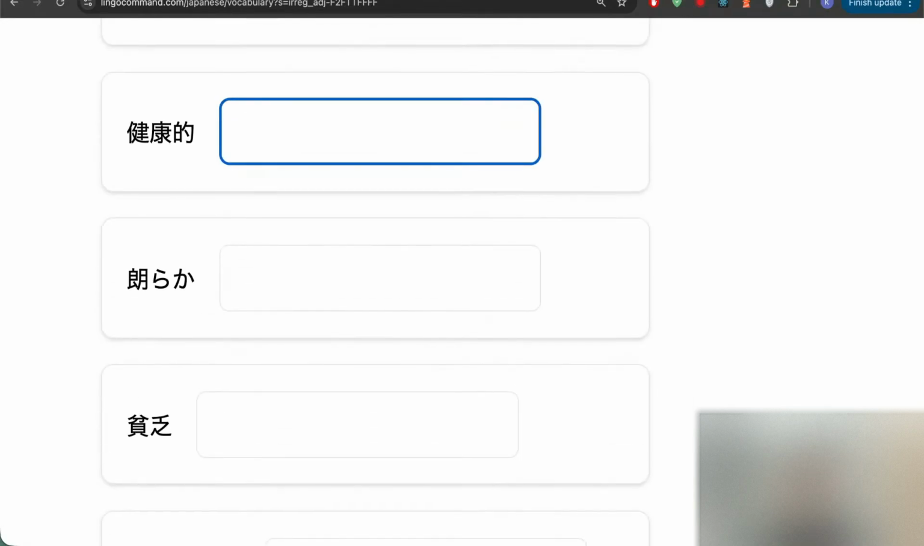This is kenkou teki. The first kanji is ken, the next one is ko, and then the third one is teki. Kenkou teki is healthy.